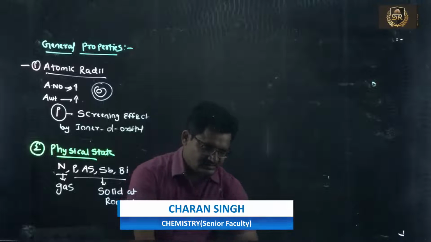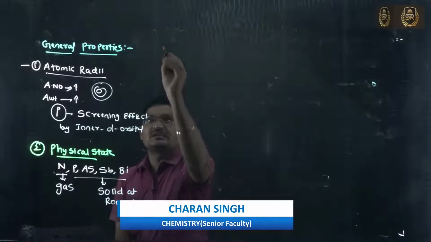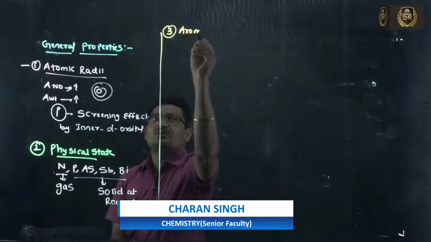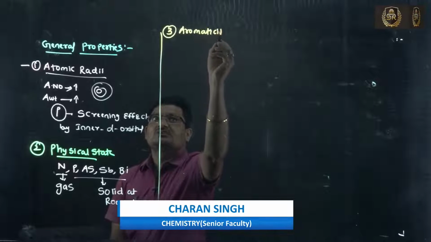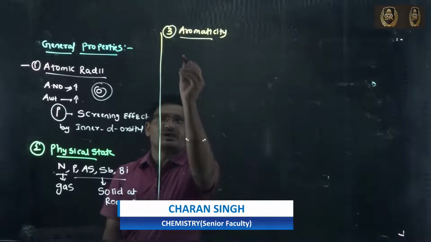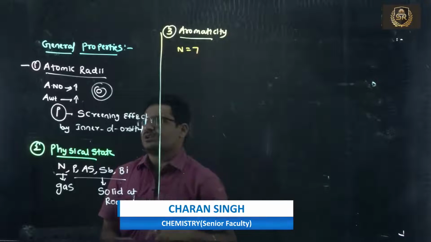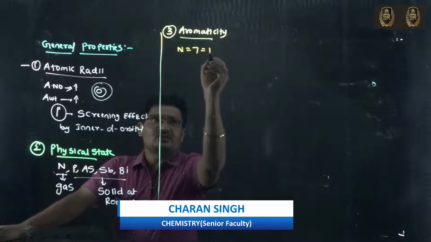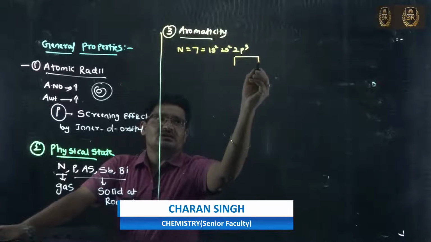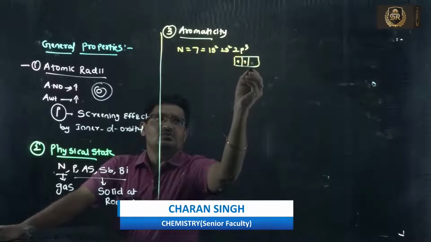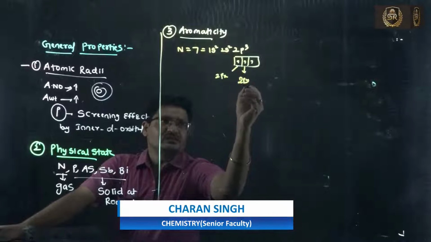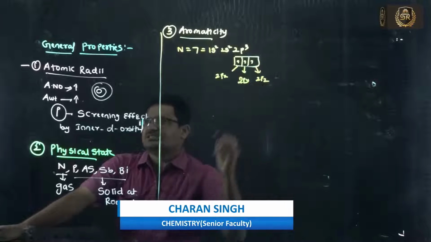What is aromaticity? The third one is aromaticity. Here, nitrogen atomic number is 7. Its electronic configuration is 1s2, 2s2, 2p3. Here are the p orbitals: this is 2px, this is 2py, this is 2pz.